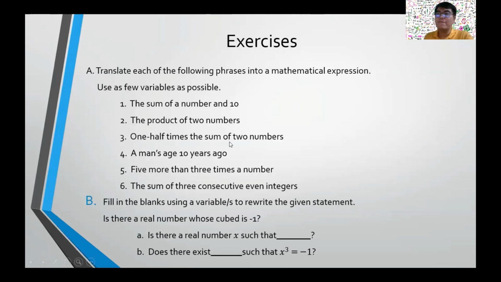So we have exercises for you as well. You could just screen grab this, or it's in your notes, and you could try to practice on this. And if you have questions, you could clarify that when we meet once again next week. That's it. This is once again module 2.1 about mathematical language.